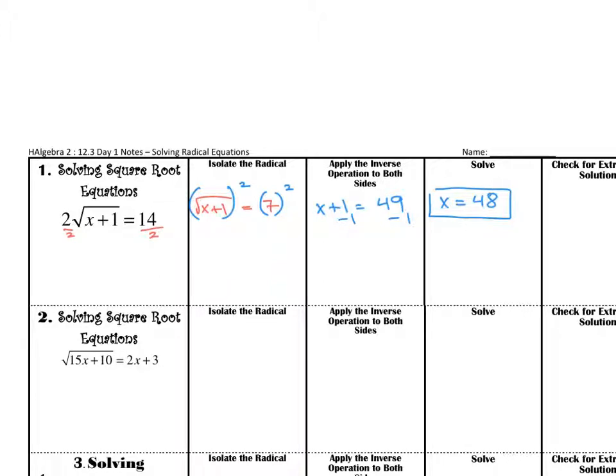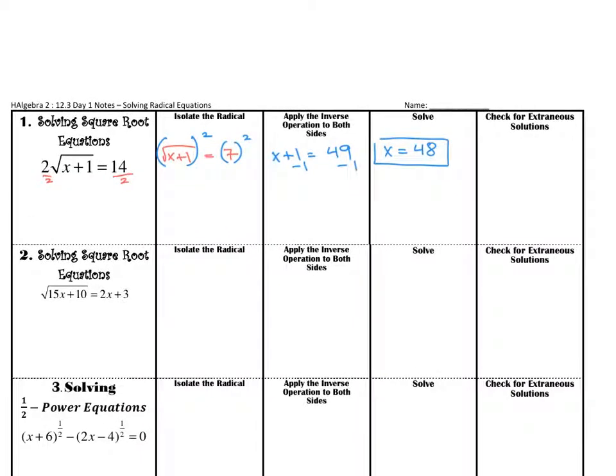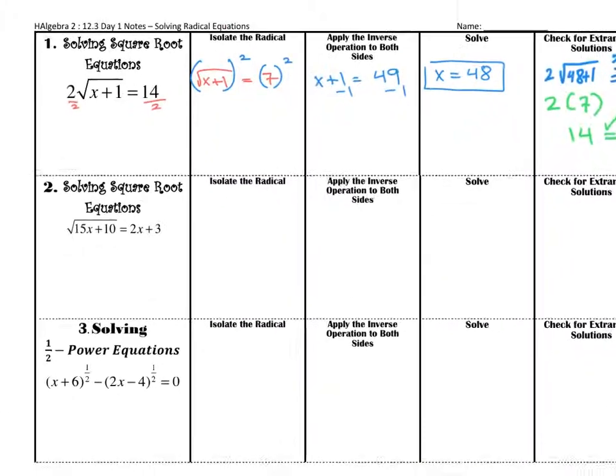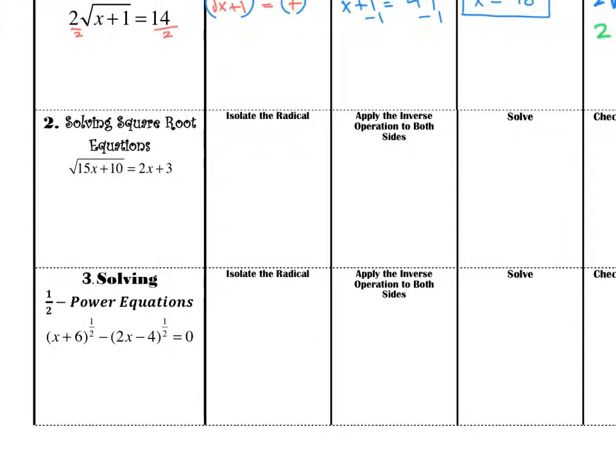Now, especially in radical expressions and with square root functions, you have to double check. You have to plug it in to see if it works or not. So you have to check for extraneous solutions, because sometimes you might get a solution, but when you plug it back in, it might not work. So you need to see if that's going to give you 14. So 48 plus 1, that's 49. The square root of 49 is 7. 2 times 7 is 14, which is equal to 14. So that is accurate. Now pause the video and try number 2 on your own.